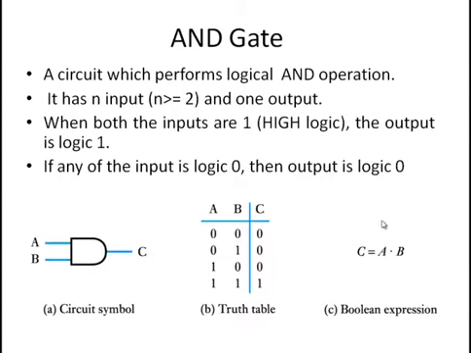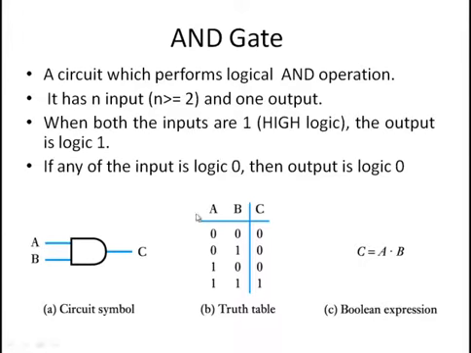Next, it is the AND gate. The AND gate performs the operation called the AND operation, and this operation resembles the multiplication process. Its expression is given here: C is the output and A and B are two inputs, C equals A dot B. Further, an AND gate can have n inputs and one output, where n can be greater than or equal to 2. But here we have taken n equal to 2, that is, only two inputs, A and B. This is the AND gate, and this is the output.